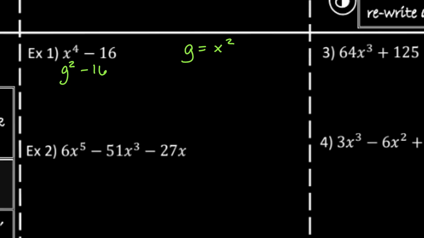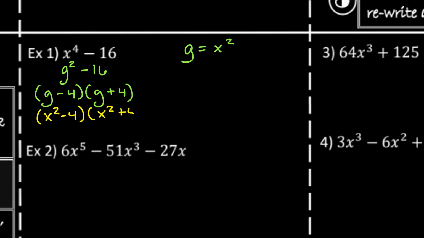Can we factor this now? Yeah. Oh, yes, we can. In fact, this is a what? Difference of squares. So what does this split into? G and minus 4. G minus 4 and G plus 4. Can this be factored anymore? Like in the state it's in? No. So now is when you put x back in. So now it's x squared minus 4 and x squared plus 4. Can this be factored anymore? Yes, why?